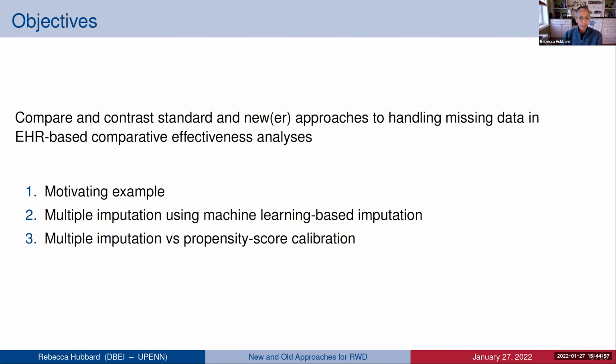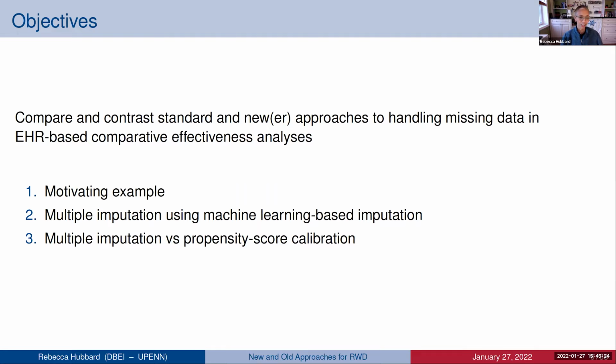So in the talk that I'm going to present today, I'm going to give you two examples of methodological investigations that were undertaken by my student Kylie and my postdoc Dan to investigate whether or not we could come up with better approaches to try to deal with the specific problem of missing data in confounder variables in EHR-based comparative effectiveness analyses.